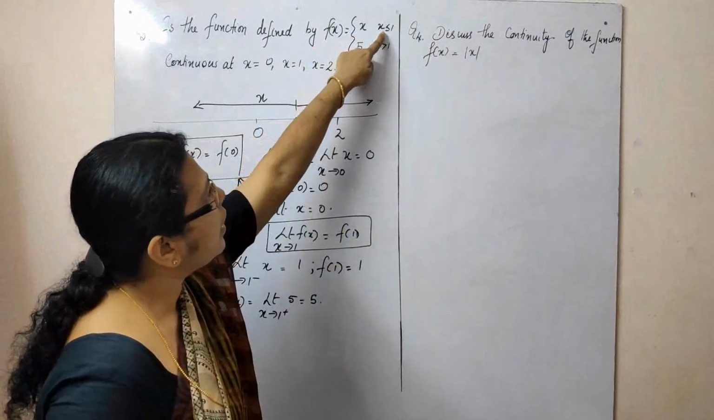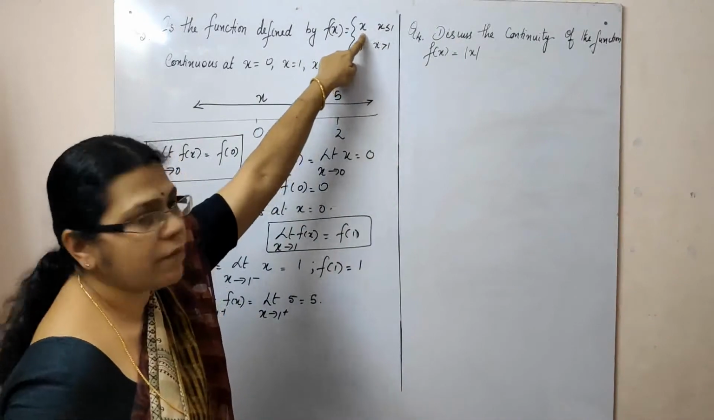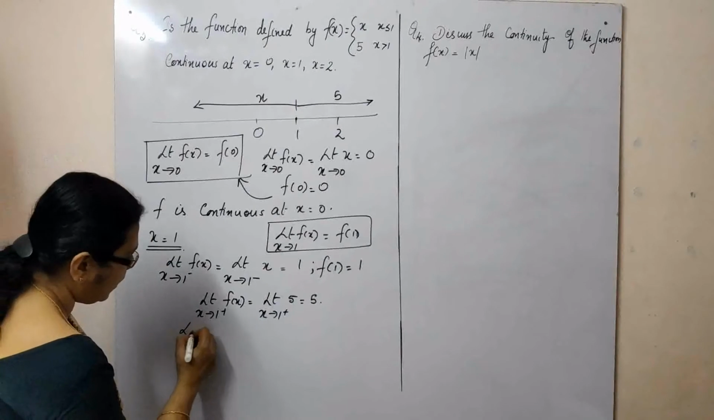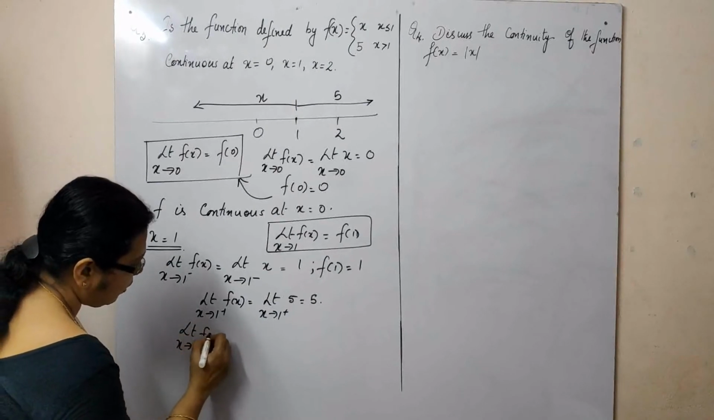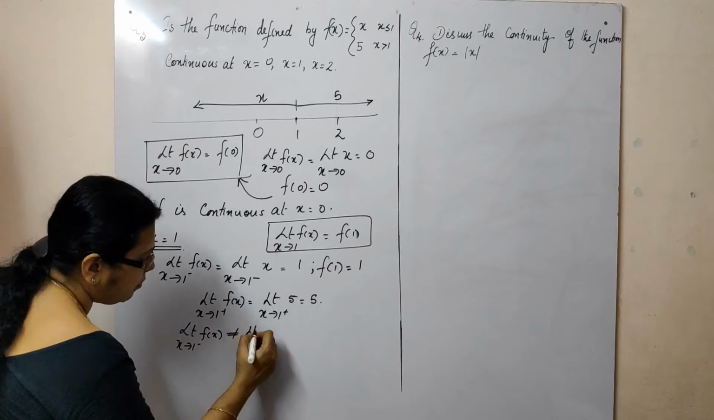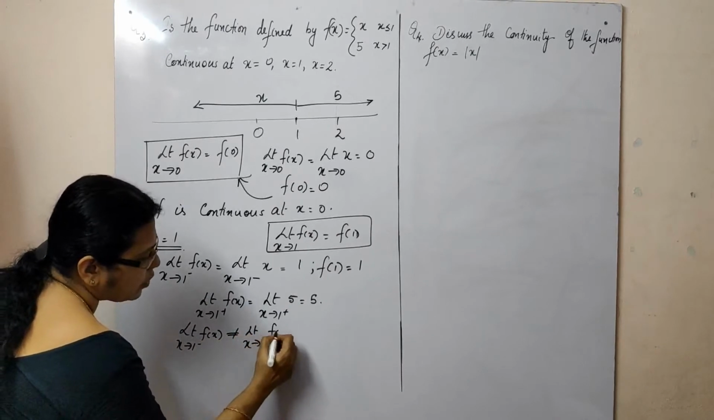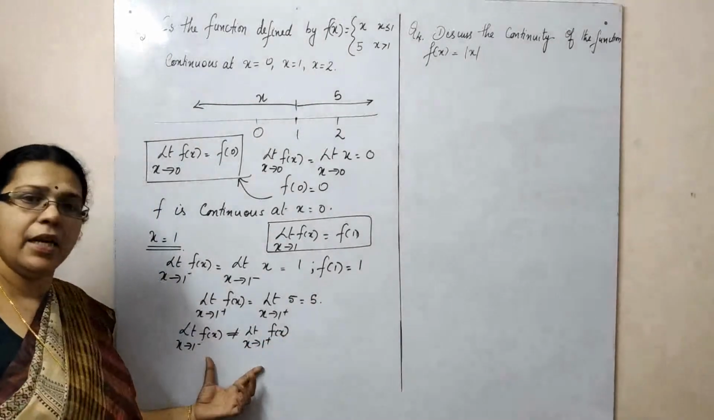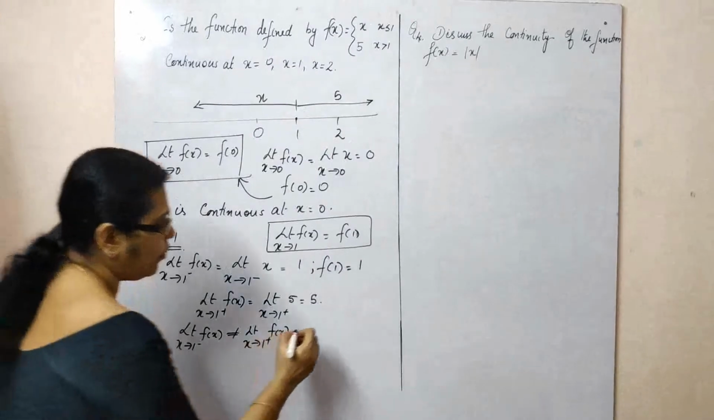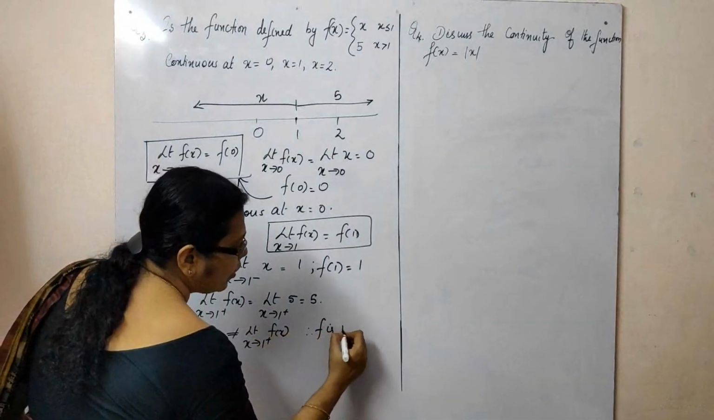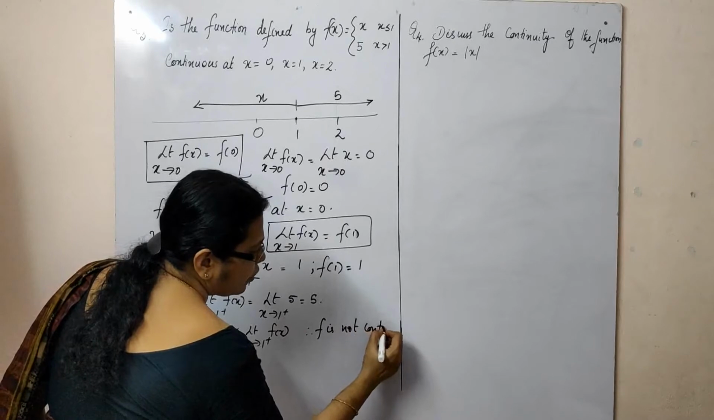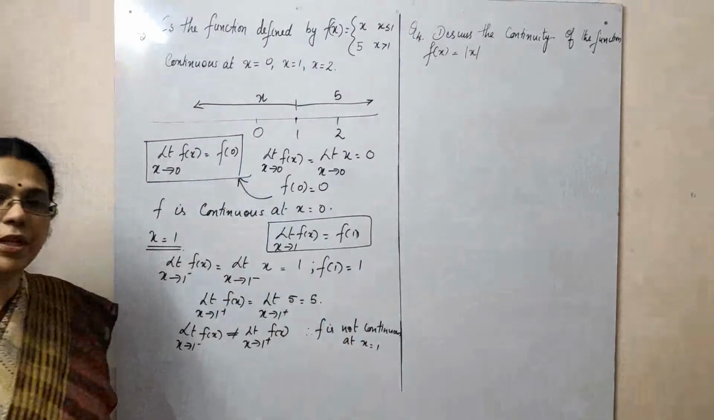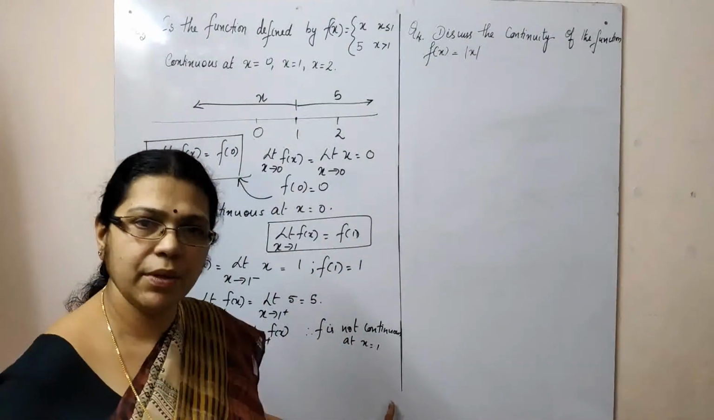F of 1 means what? F of x is equal to x, so f of 1 is equal to 1. So what do I get here? The limit as x tends to 1 minus of f of x is not equal to the limit as x tends to 1 plus of f of x. We needn't write about f of 1 because the limit itself does not exist, right? Therefore f is not continuous at x equal to 1, or I say that the function f is discontinuous at x equal to 1.